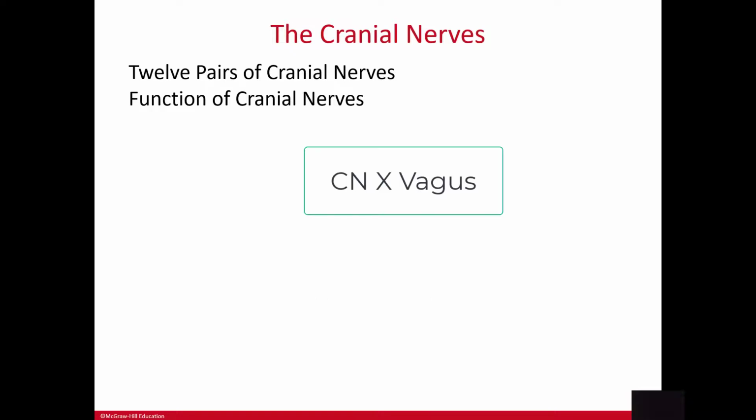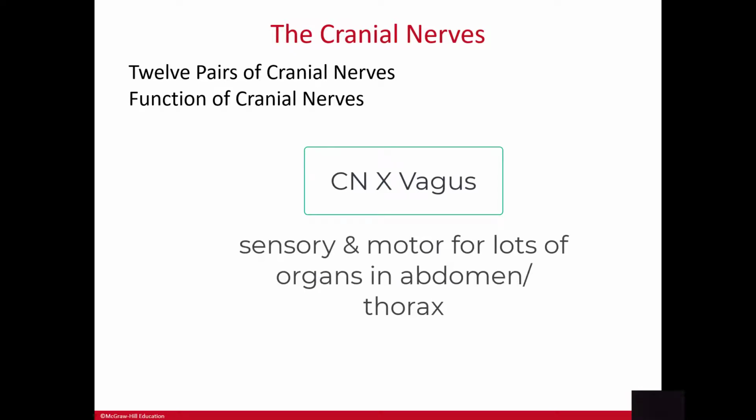And cranial nerve 10 is the vagus nerve, and this is a mixed nerve, so it contains sensory and motor fibers, and it's part of the parasympathetic system. And that supplies organs of speech, the diaphragm, and a bunch of internal organs in the thorax and the abdomen.